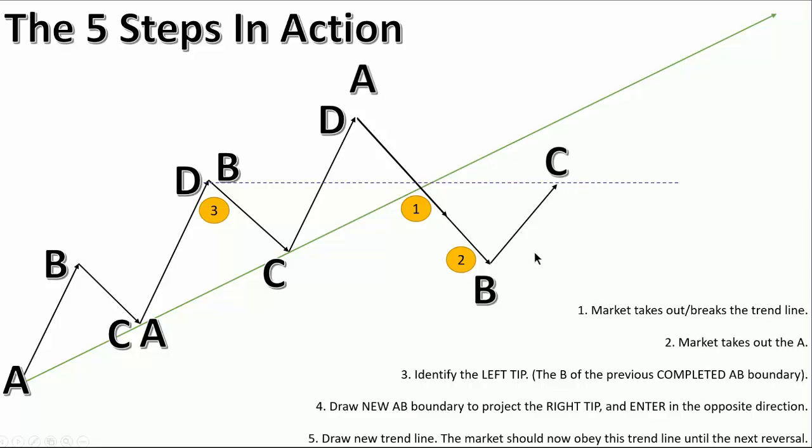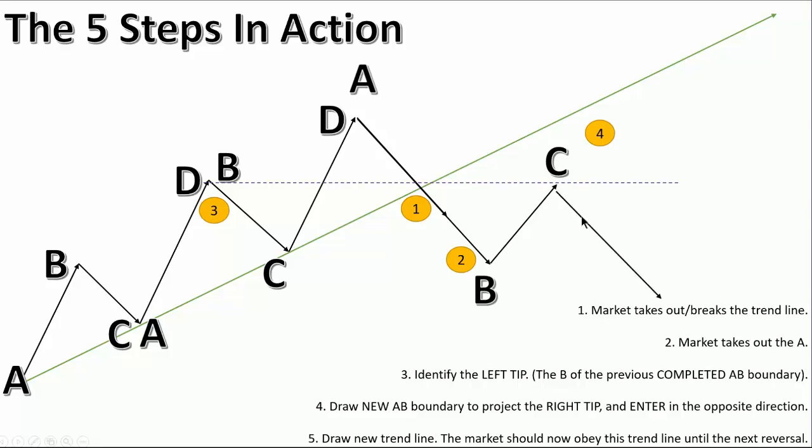When that opportunity presents itself, then relative to the new AB boundary, I've got myself my C. And I look to participate at C's, provided it gives me the appropriate candlestick formation. We're going to talk about those entry opportunities in later lessons. For now, I want everybody to understand what's going on in the markets. So at that C, I will go ahead and participate. That would be step number 4.